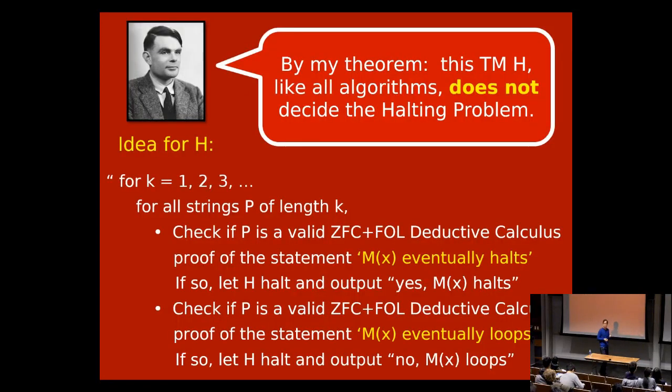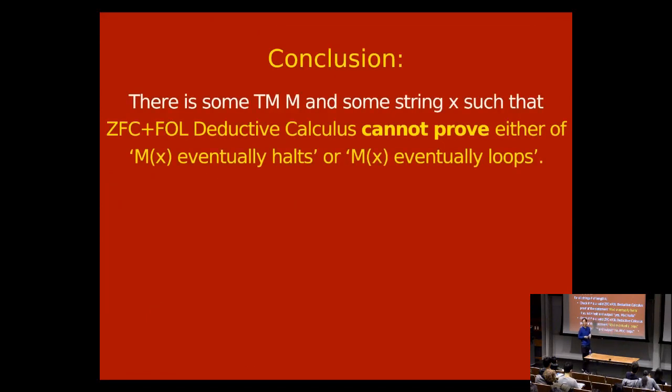So what does that mean? It means there must be some input to this algorithm. Remember, an input is a piece of code m and a string x, where this algorithm fails to solve the problem, and basically that means it gets into an infinite loop. Which in turn means it doesn't find a proof that m of x halts, and it doesn't find a proof that m of x loops.